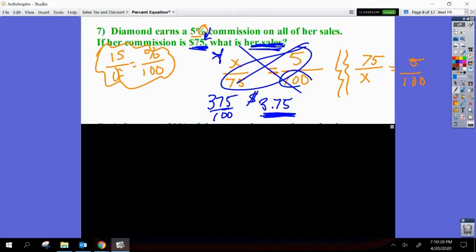I'm now going to try the other way. I'll do 75 times 100, which is 7,500. 5 is a leftover thing, so I'll divide by 5, and I get 7,500 divided by 5, which is $1,500.